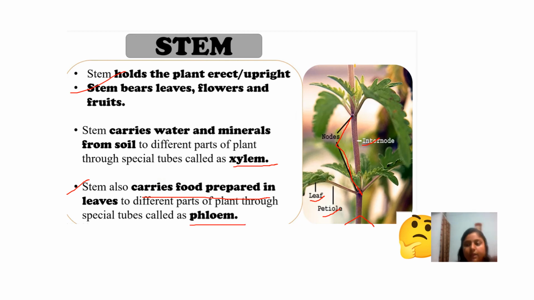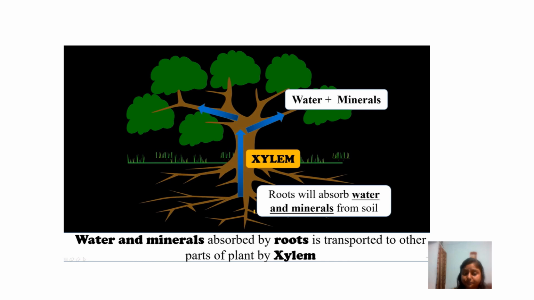Okay? Now see here. These are the tree or plant. Water and minerals are absorbed by the roots and transported to the other parts of the plant with the help of what? Xylem. The root will absorb water and minerals from where? From the soil. We all know that plants take all their water and minerals from the soil.